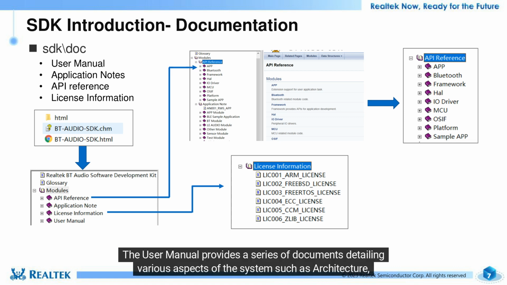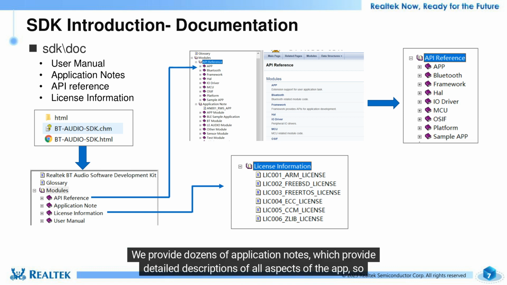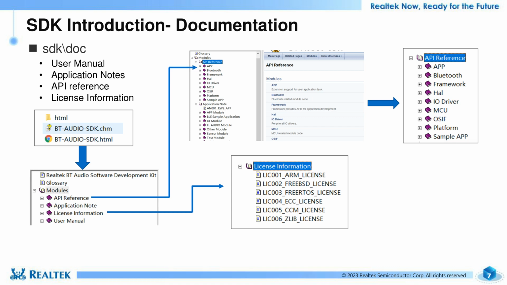The user manual provides a series of documents detailing various aspects of the system such as architecture, platform, memory, flash, secure, toolsets, etc. Application notes is a detailed description of each module of the RWS app. We provide dozens of application notes, which provide detailed descriptions of all aspects of the app, so that users can become familiar with our SDK and the code of the RWS app as soon as possible.